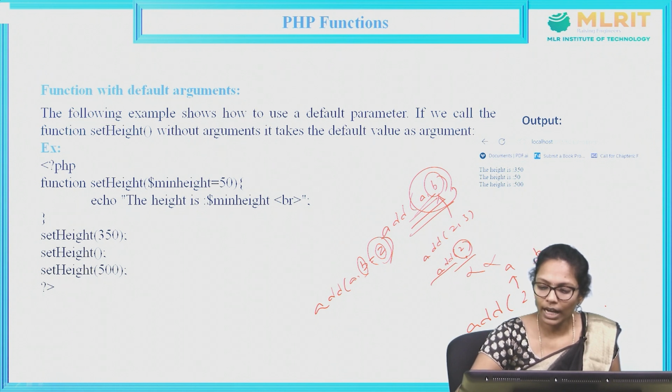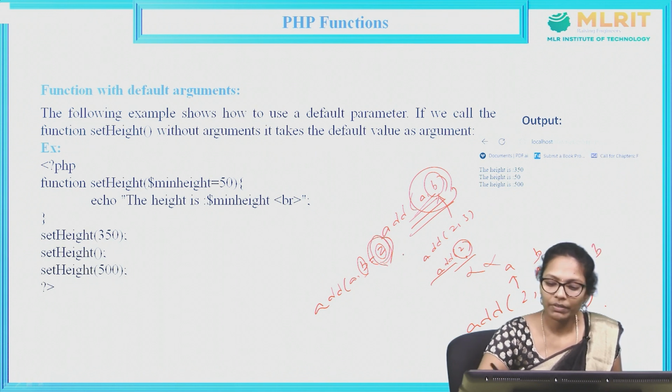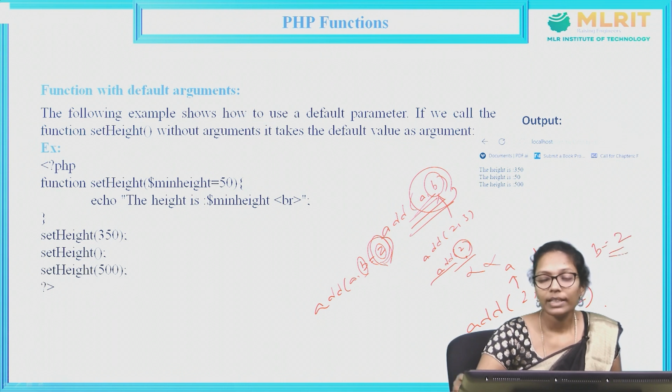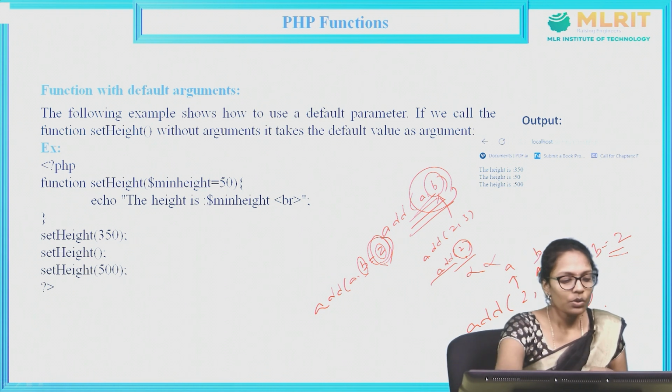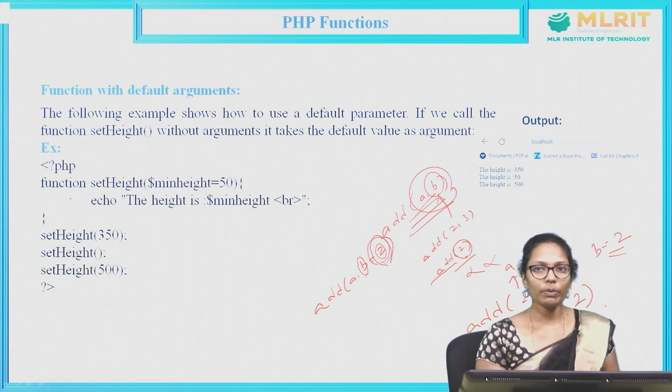But if I call add of 2, then a will be 2, and what about b? For b, I have given a default value as 2, then that will be considered. So that is the use of default parameters. So here the definition will be a little bit different.